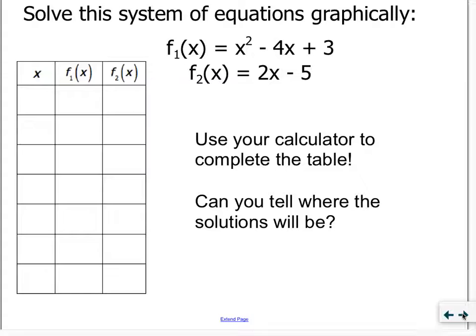Okay, so your table's good. Did you actually plot your points now? Go to your grid, plot your points on your graph paper, draw the parabola, draw the line. Let's see how you did.